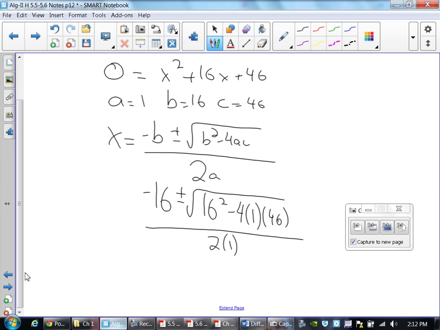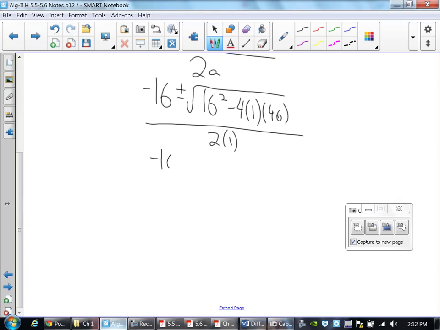Ladies and gentlemen, please do not try to type all that in your calculator at once. You will not do it correctly. What I would do is just the discriminant, and I would type it how it's written. 16 squared minus 4 times 46. You get 256 minus something that ends in a 4. 184, thank you. So you wind up with negative 16 plus or minus, what is it? 72. Root 72, all over 2.